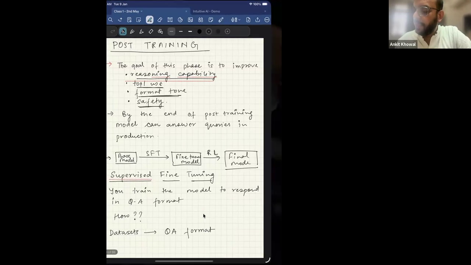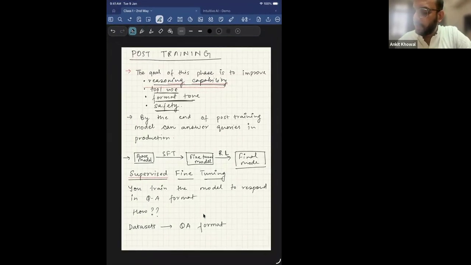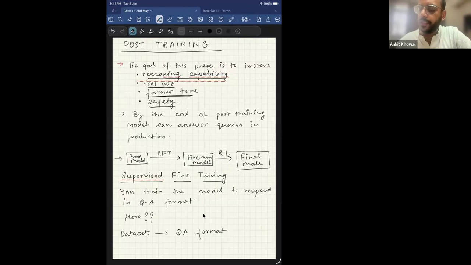By the end of the post-training, the model can now answer queries in the production style. Whatever we use after post-training is given in the hands of the users. Now users can use it. So what did we say? After the pre-training phase, we have the base model. Now we'll take the base model and do supervised fine-tuning on it. We'll get a fine-tuned model, and then we will also do reinforcement learning. I'll come to this, but two major parts are supervised fine-tuning and reinforcement learning. These two are done on the model, and then the final model is ready to be used by the customers, right?